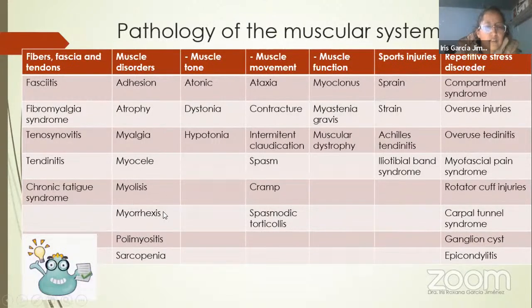The myorrhexis, we found this, sarcopenia. Another one, for example, the sprain, the strain. You can see just one letter is changing, but of course the meaning is completely different. The compartment syndrome, we know about it. Overuse injuries. We have to consider all of these situations, just as examples for practicing, for catching the way of writing them down, and that's all I think.